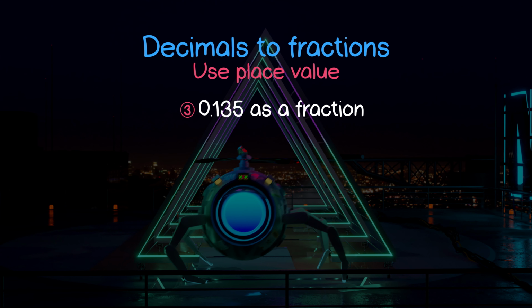So our first two examples were really easy, and now we're going to expand on that concept. So we have 0.135, and just like before, we write out based on place value what we have. So 1 in our tenths column, so 1/10, and then we have 3 in our hundredths column, so 3/100ths, 5 in our thousandths column, so 5/1000ths. Now we have to add them together.